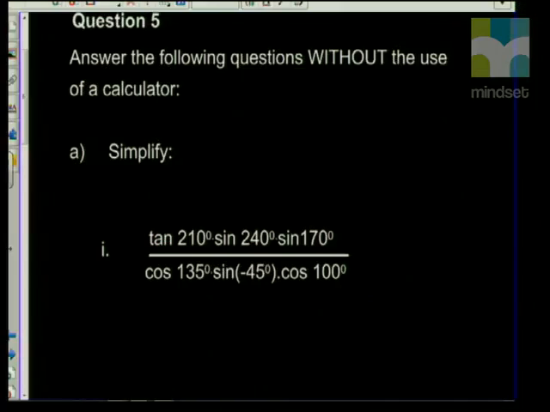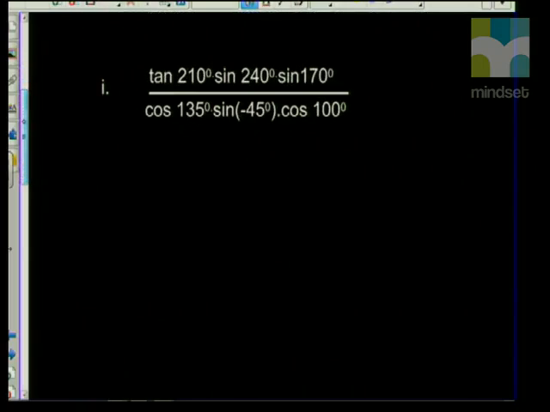Now we've got to question 5. Answer the following questions without the use of a calculator. Now remember, when they say without the use of a calculator, you do not use one, not unless you get to the special angles, the 30, 60, 45, and you've got a natural display, you can use your calculator from that point. But you don't just punch everything in your calculator. You follow all the steps up until you get to the final answer.